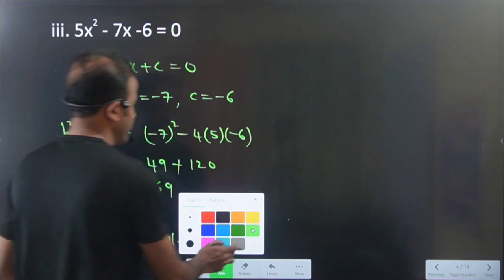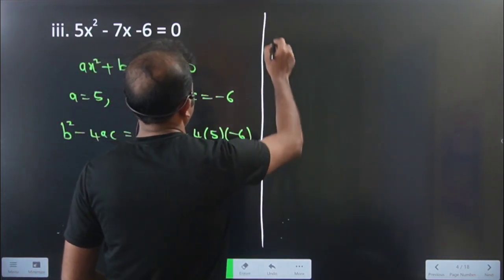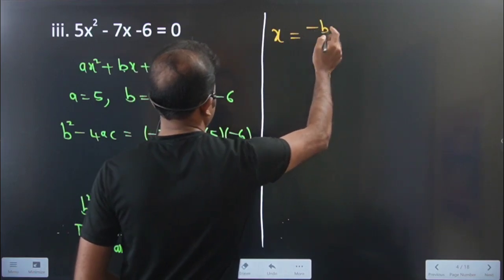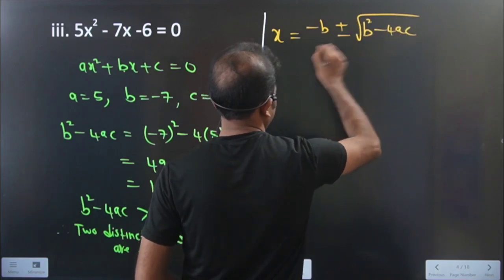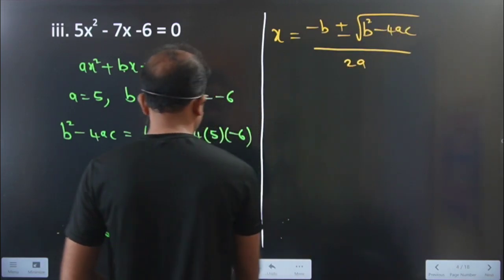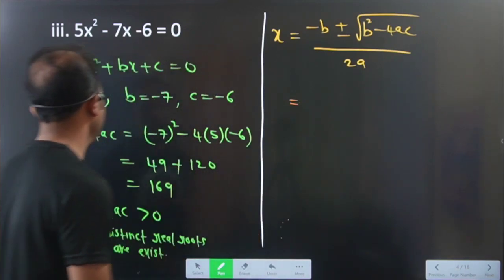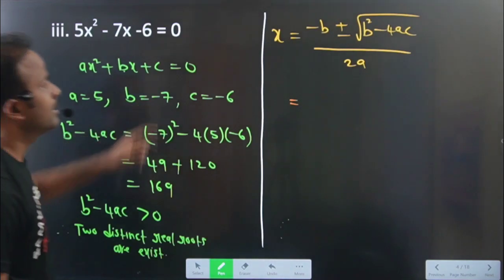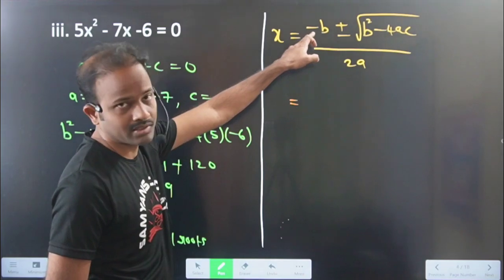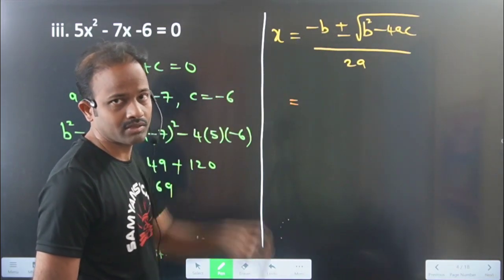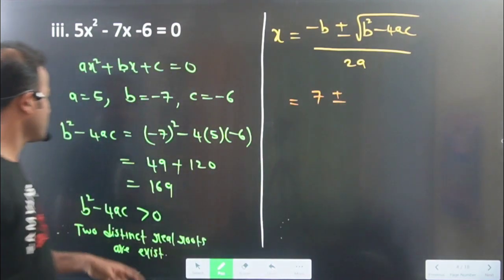Then how do you find the x value? We have a formula to find the x value: x equal to minus b plus or minus root over b square minus 4ac by 2a. Okay, now you check the value here. So what is the b value we have here? Minus 7. Minus of minus 7 will become 7. Already here minus is there, the b value also minus 7. Minus of minus 7 will become plus 7. Minus into minus is plus. Plus or minus root over b square minus 4ac.